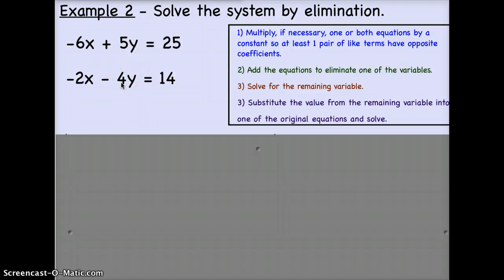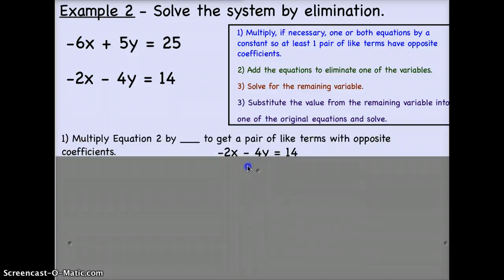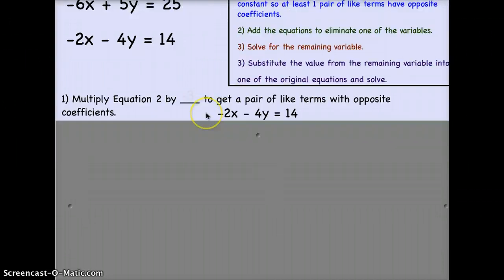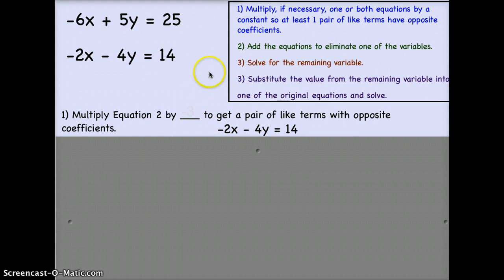So what we're going to need to do is multiply an entire equation by a constant in order to make one of our terms opposites. So in this case, we're going to multiply equation 2 by negative 3. I don't know why it's not lighting up. Well, you can kind of see it. So we're going to multiply equation 2 by negative 3 to get a pair of like terms with opposite coefficients. When I multiply negative 2 by negative 3, that will give me positive 6. And then my negative 6x and my positive 6x will be opposites. So let's take a look at how we do that.